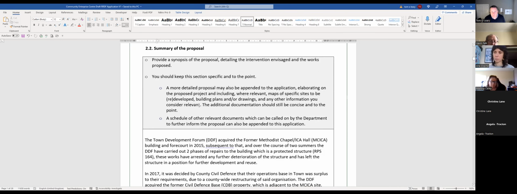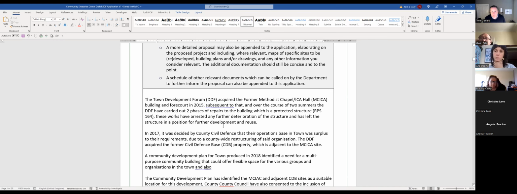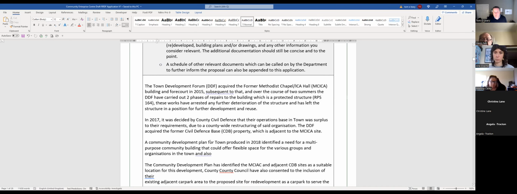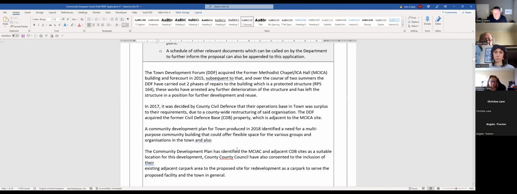Again, summary of the proposal. So it's basically the background to the actual proposal. This was a project that was developed in 2 phases. There was a community development plan done for the town in 2018 that highlighted a number of issues in the town. One was that there was no flexible space for community groups to use for meetings. There was no remote working space within the town for people who work remotely, or no offices or limited office space within the town as well.